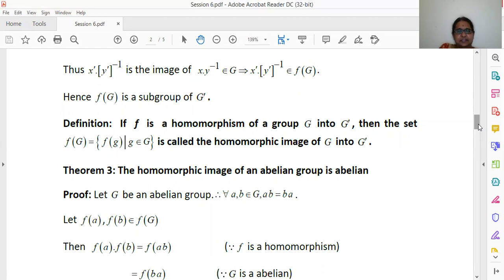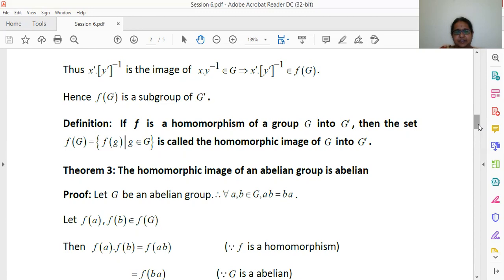Abelian means the group G has to satisfy closure law, associative law, existence of identity, existence of inverse. In addition to that, the commutative property should be satisfied. Due to this commutative property only, the group is said to be abelian. So here we make use of the commutative property to show that the homomorphic image of the abelian group G is abelian. So we shall prove this.